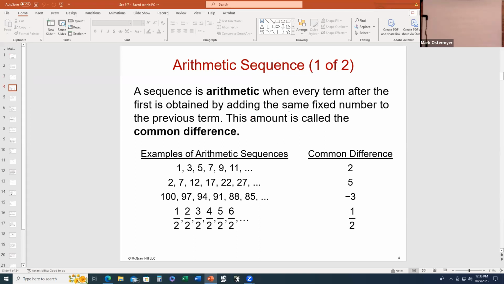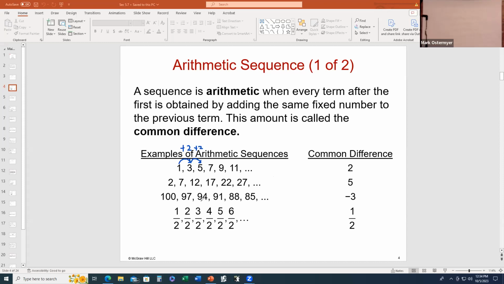A sequence is arithmetic when it possesses what is called a common difference. That's to say, when every term after the first term is obtained by adding the same fixed difference or number to the previous term. For instance, here's an arithmetic sequence, 1, 3, 5, 7, 9, 11, ... This is called an infinite arithmetic sequence in the sense that it goes on forever. The common difference would be 2, because to move from one term to the next term in the sequence, you have to add 2. So this is called an arithmetic sequence where the common difference is +2.